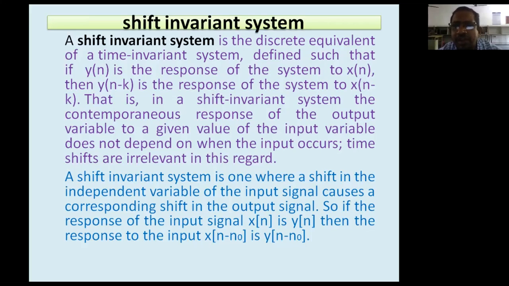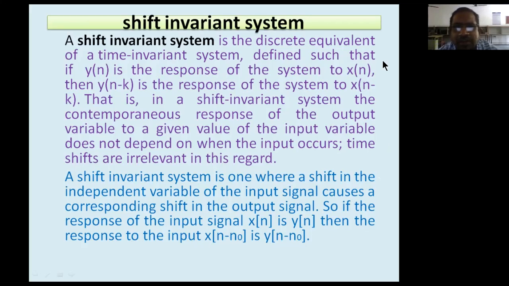So shift invariance means what? There is a shift in the time domain. That means if there is a shift in the time domain, the same shift you're going to find in the output. It is known as a time invariant system. So how can we define this time shift invariant system? Basically, this shift invariant system is normally used for discrete time systems.